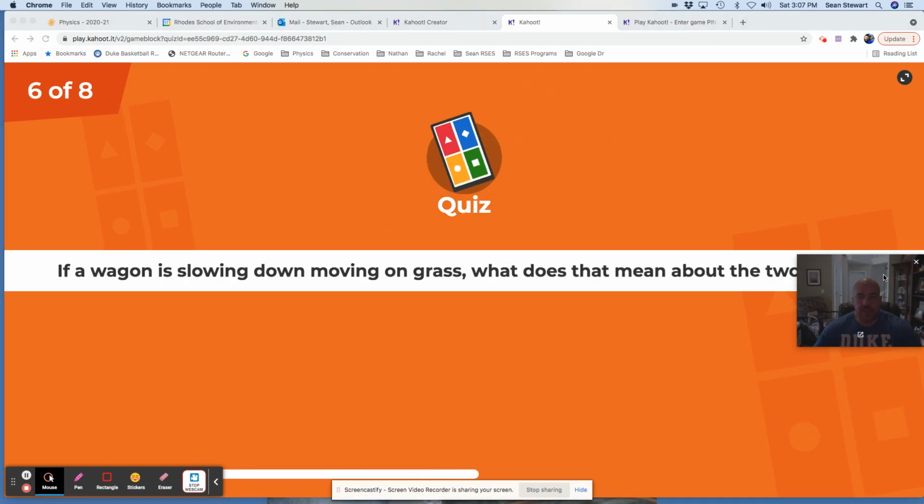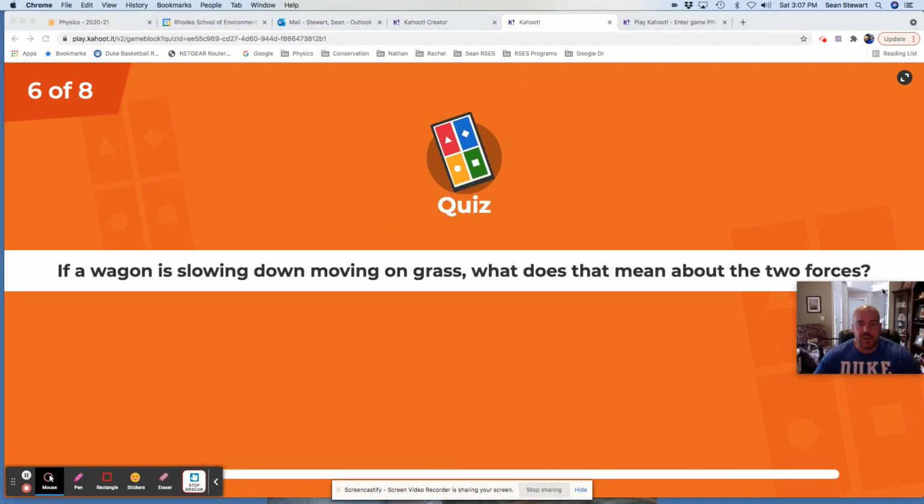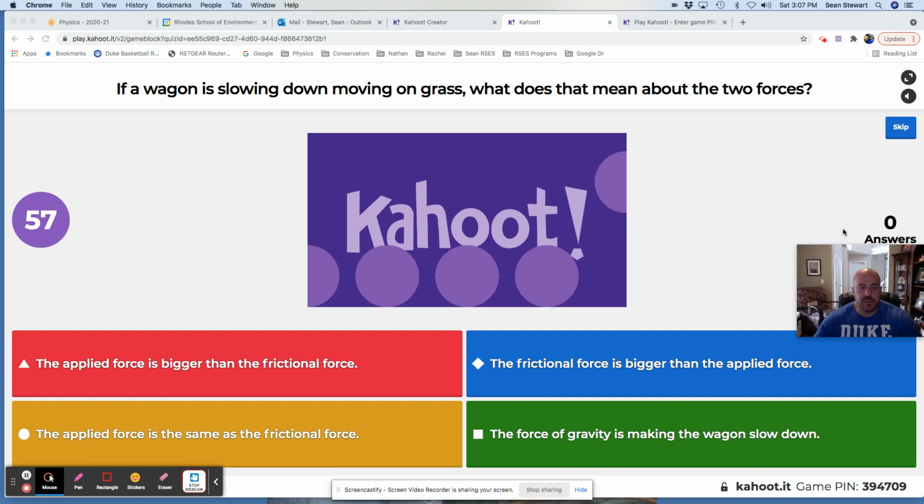If a wagon is slowing down, moving on grass, what does that mean about the two forces applied in frictional? So the wagon is being pulled on grass and it's slowing down. Press pause while you think.